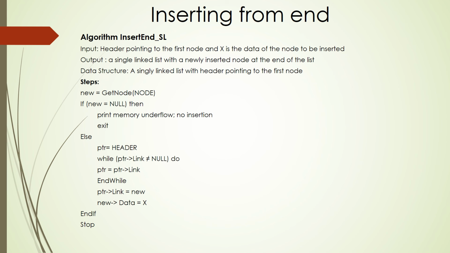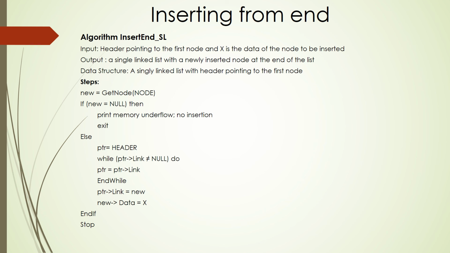First, just like in insertion at the front, you have to find out whether there is a valid address for new or whether it is null. If it is null, you can terminate the process. If it is not, then you go to the else part. Here, header is a pointer, that is why we have written ptr is equal to header. If you had header as a node, then ptr would be written as ptr is equal to header link.